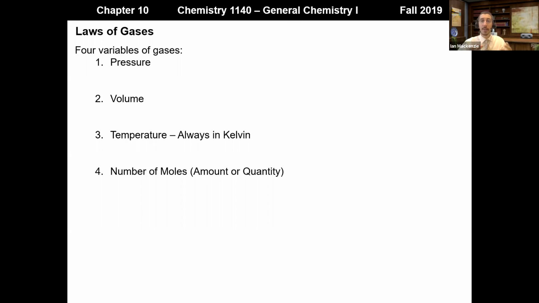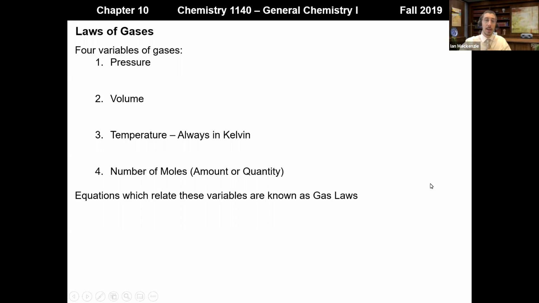And what we'll find is that there are multiple equations that relate these variables to each other, which we refer to as the gas laws. We'll go through a few of these, and then we'll see how they can be combined together into one uniform law to describe ideal gases.